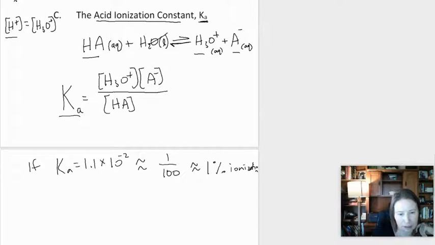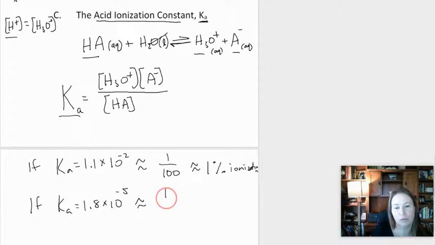1.8 times 10 to the negative fifth. If Ka is that value, that's about 1 over 10 to the fifth. 10 to the sixth is a million, so 10 to the fifth would be 100,000, I believe. Oh yeah, it's just however many zeros as the exponent. So that is, what percent ionization? A very, very small one.